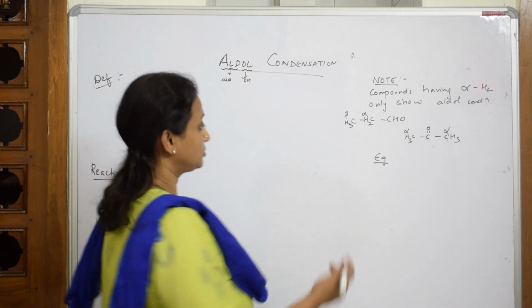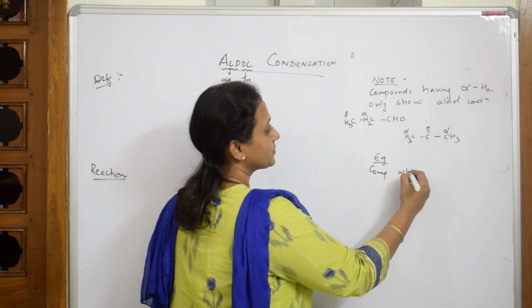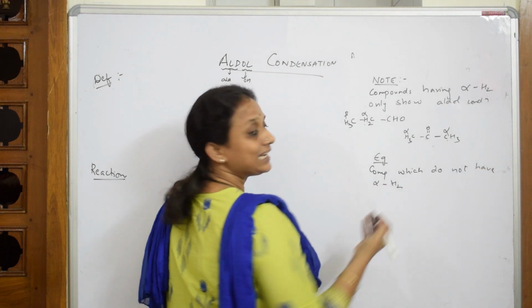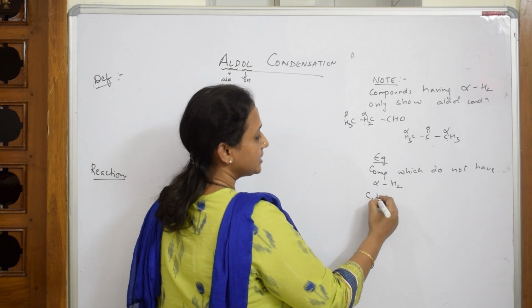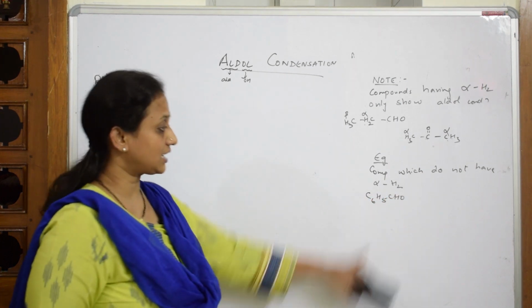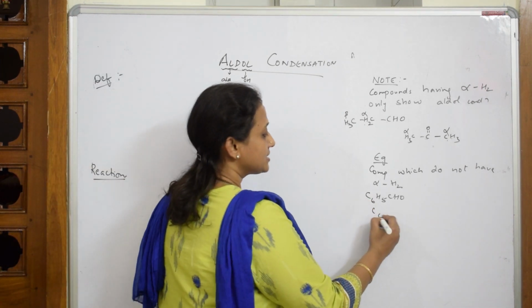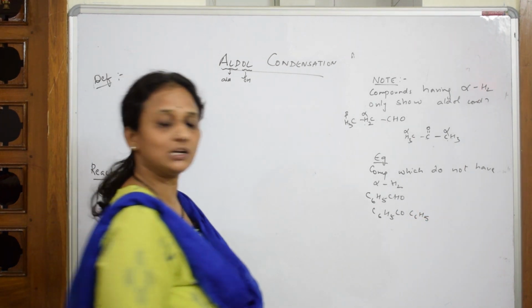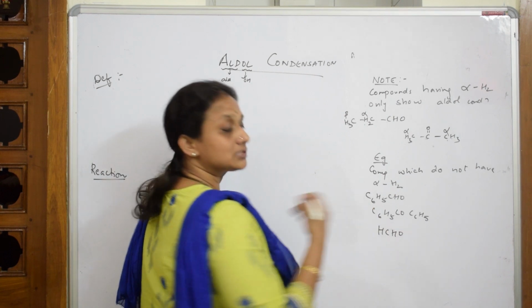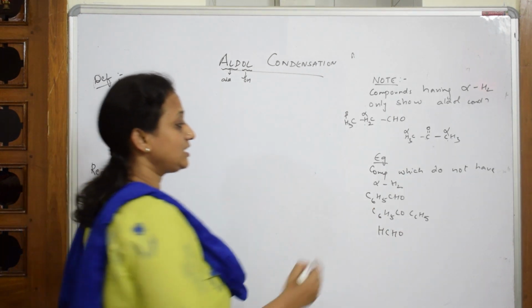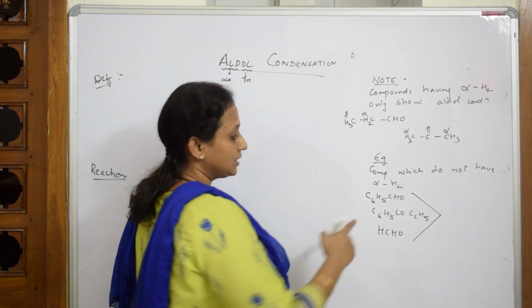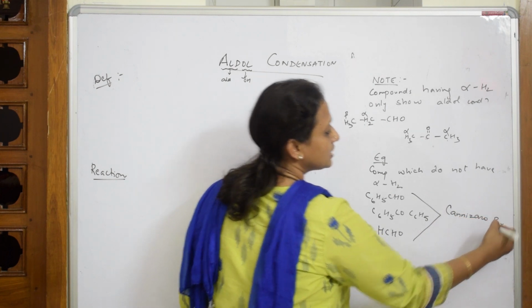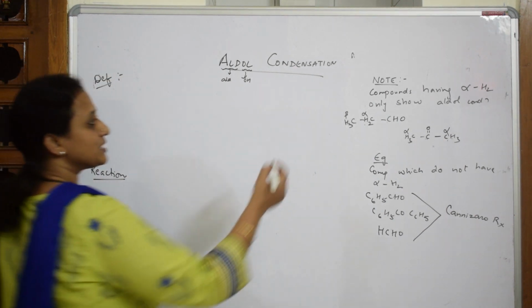Which one will not show? Compounds which do not have alpha hydrogen, like benzaldehyde, C6H5CHO. Benzaldehyde doesn't have alpha hydrogen, it will not show aldol. Like C6H5COC6H5, benzophenone doesn't have alpha hydrogen, it will also not show aldol. Formaldehyde also doesn't have alpha hydrogen, so these three will not show aldol, but they will show Cannizzaro's reaction. Remember, they will show Cannizzaro, but they will not show aldol. Okay, with this basic thing, let us start.